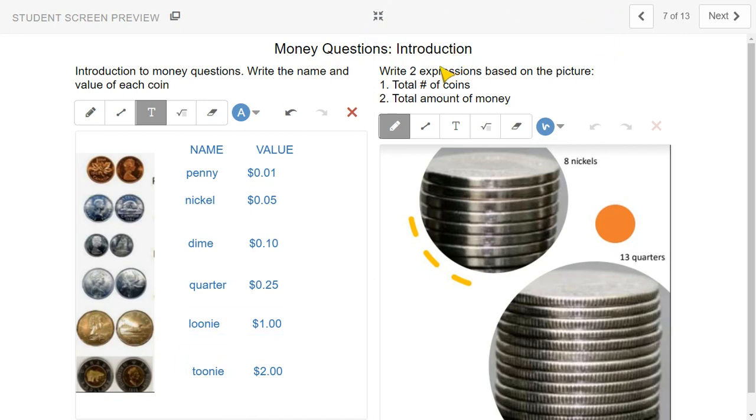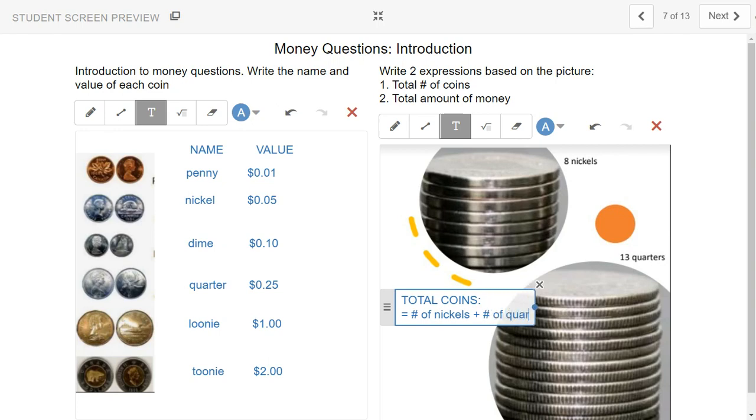Now, based on this picture, we need to write two expressions about the coins and the amount of money we have here. So first of all, we have 8 nickels and 13 quarters. If I were to write an expression about the amount of coins, so the total number of coins, I would add up the numbers that I have. So this is equal to number of nickels plus number of quarters.